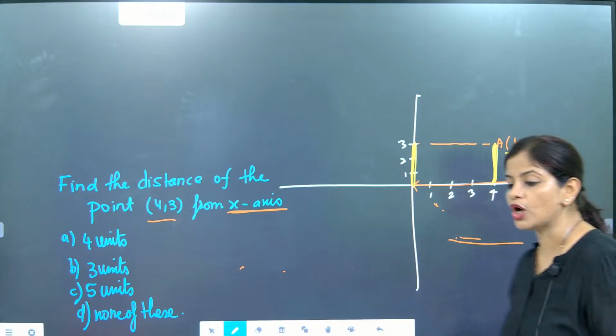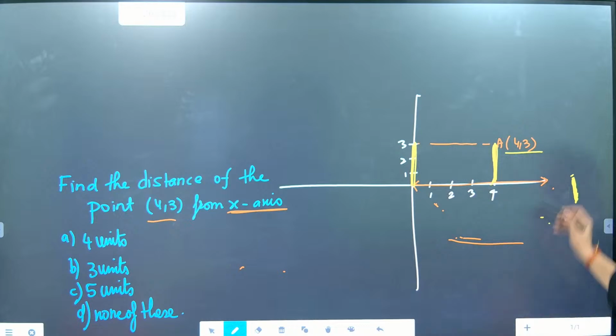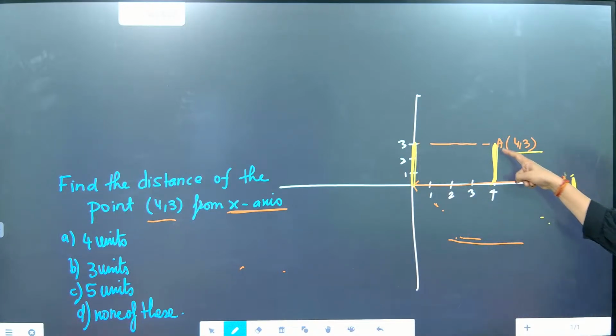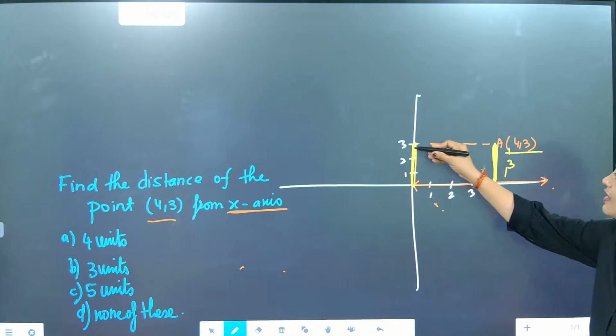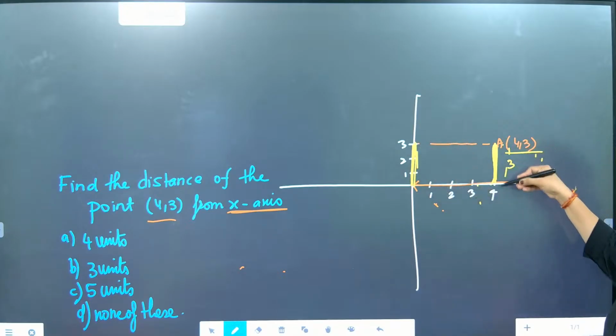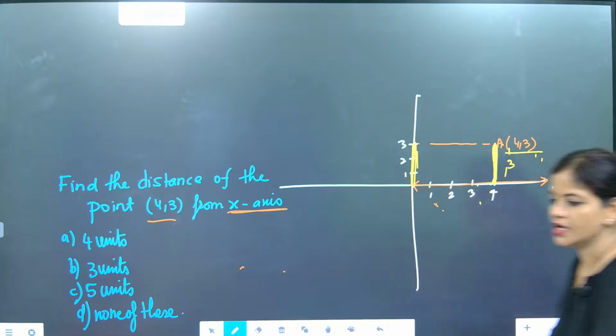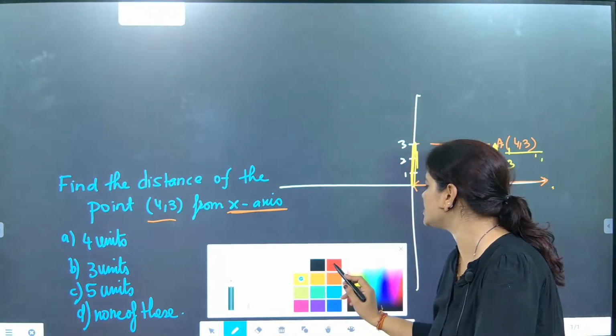But how to plot the distance? Then you have to write the point, and then you have to check it from x-axis. So from x-axis, how much is the distance? 3 units. It is parallel to this now. So this distance is 3. So this distance will also become 3. Understood? Now can we go for the next one, please?